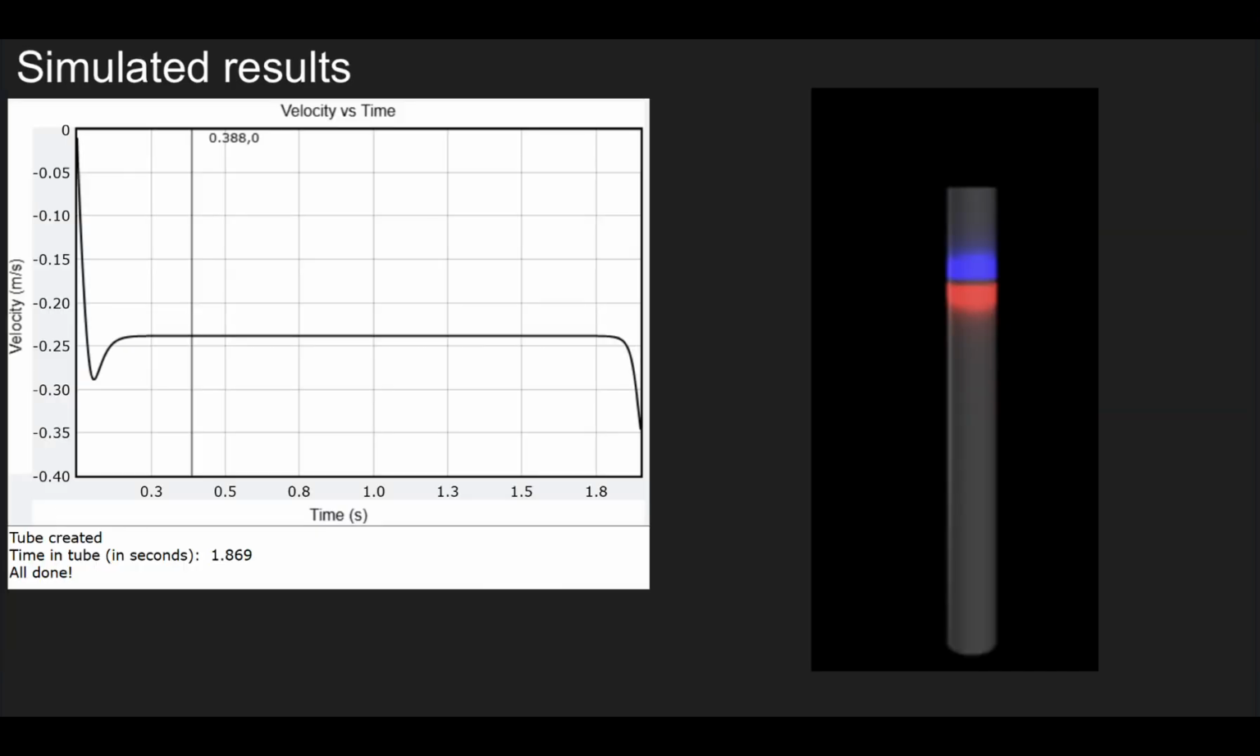Calculating current, the force due to gravity, and the force due to the magnetic field. The simulated results show a constant velocity after the magnet initially drops down and the magnetic field kicks in to counteract the gravitational force. And then once the magnet has left the tube, it accelerates again.